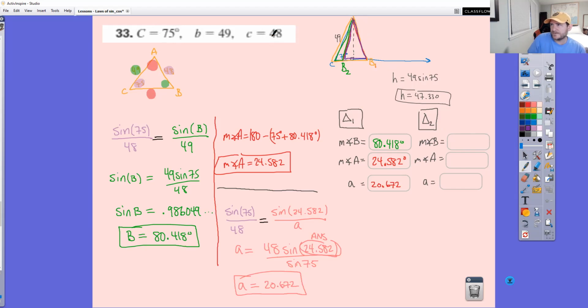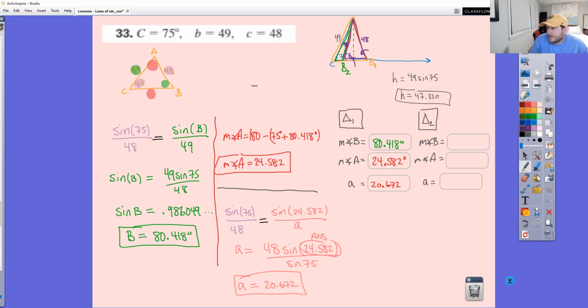And they're both made out of side C, right? This side here was 48 units long. And if I swing that back in, this side is 48. So this purple triangle is isosceles. And you know that the base angles of isosceles triangles are congruent. So angle B, the 80.418, that's this angle, but it's also this angle. So what do you know about angle B2, this obtuse angle?